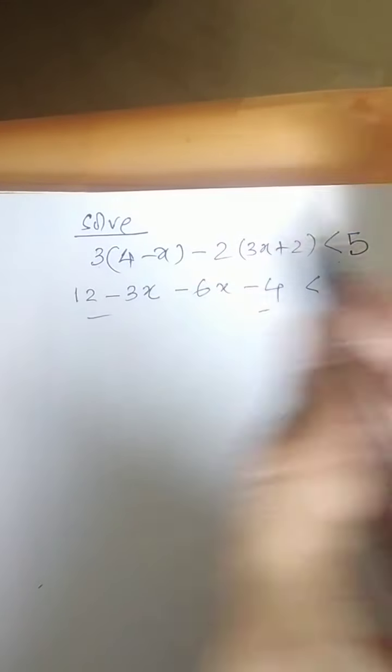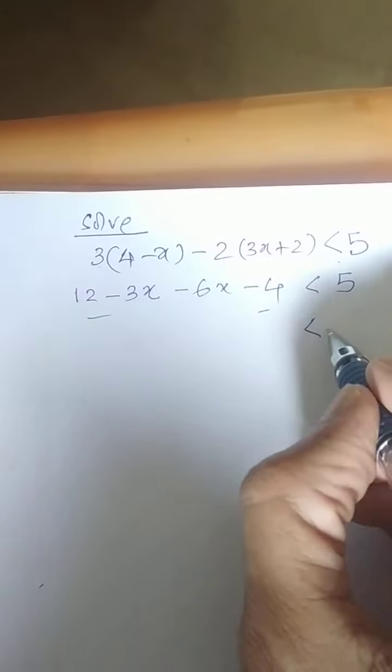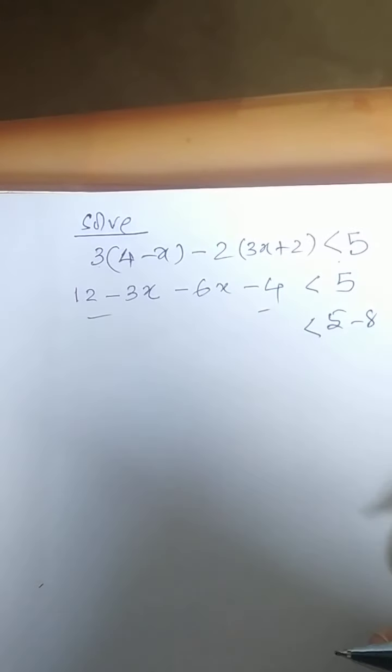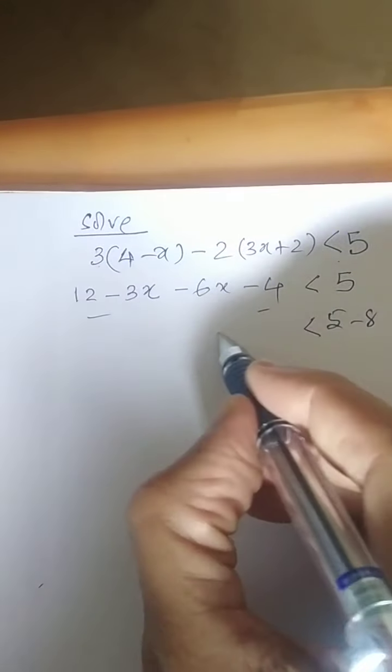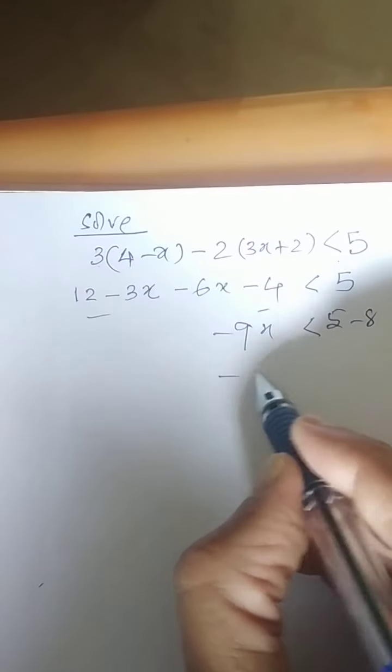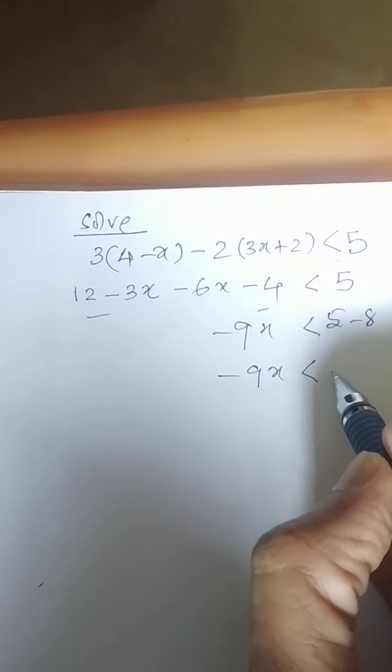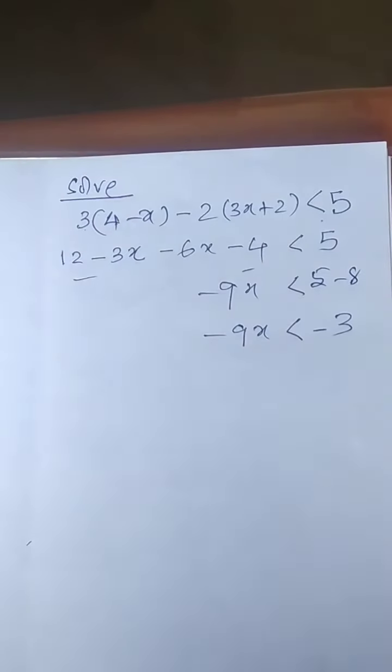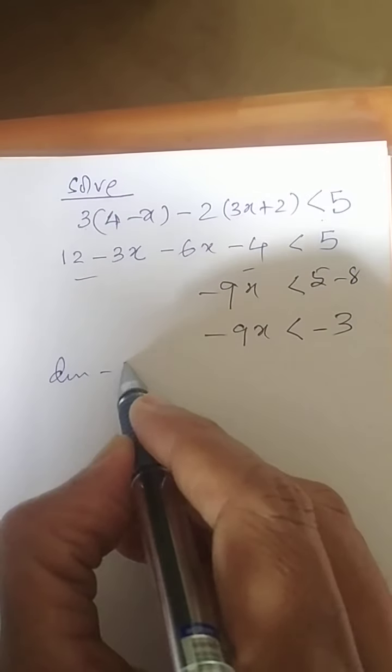This and this can be transferred to the right side. It is now plus 8. So it will be 5 minus 8, which gives minus 9x is less than or equal to minus 3. Now recall, I have to divide by minus 9.